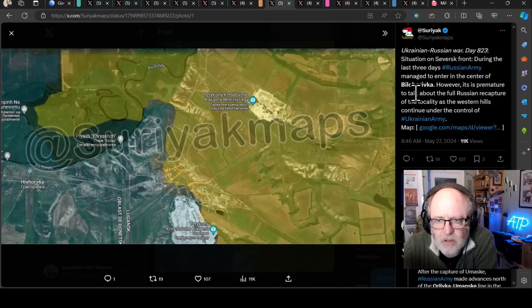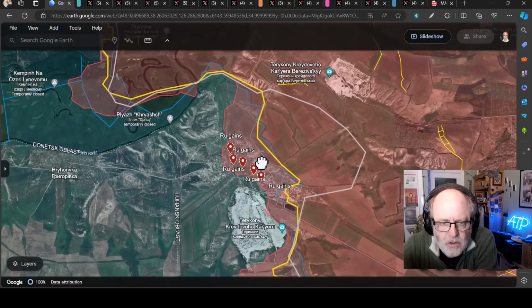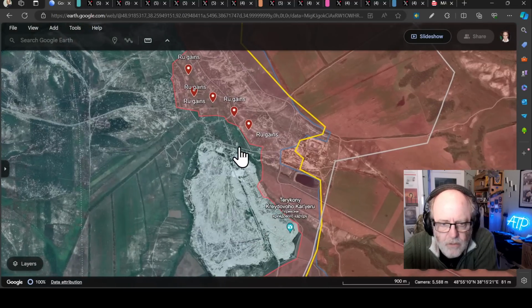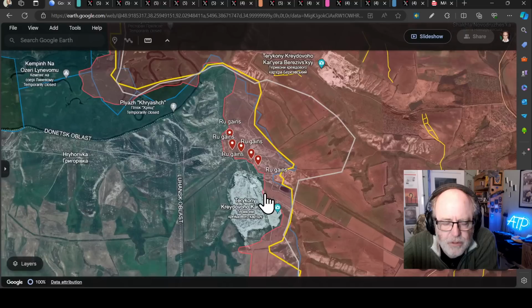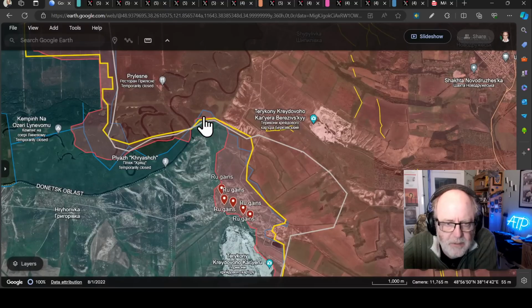So the situation over the last 3 days as the Russian armies continue to enter into the centre of Bilahorivka. However, it is premature to talk about full Russian recapture of the locality as the Western Hills continue under the control of the Ukrainian army. Now, previously, we have had Suriyak Maps, the pro-Russian mapper, saying the Ukrainians have made these gains all the way around here, including down along the line of this chalk pit.